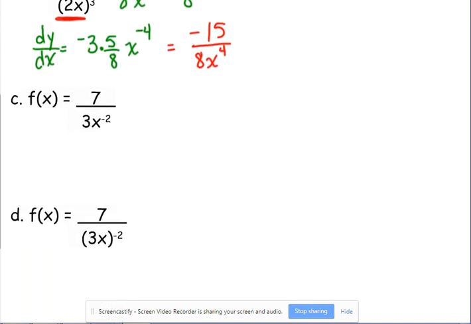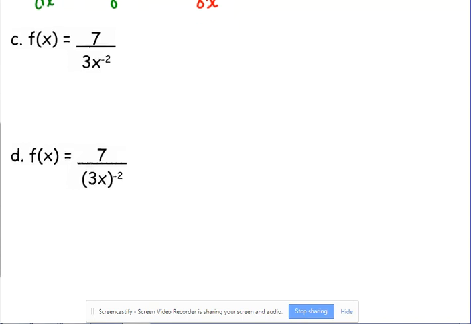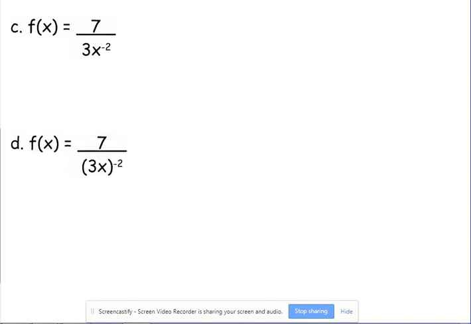Okay, let's look at C and D. Again, same scenario, but I threw a negative exponent in there to start with, and it's in the denominator. So let's get rid of it, but this time when we move it, it becomes positive because it was already negative in the bottom, so when we move it, it becomes positive in the numerator.